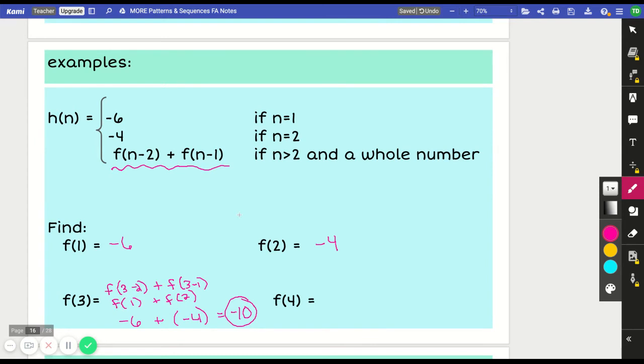Now let's look at f of 4. So we plug 4 into our equation, and we clean this up a little bit, so that gives us f of 2 plus f of 3. F of 2 is negative 4, and we add f of 3, which we found was negative 10. So we add these together to get negative 14.